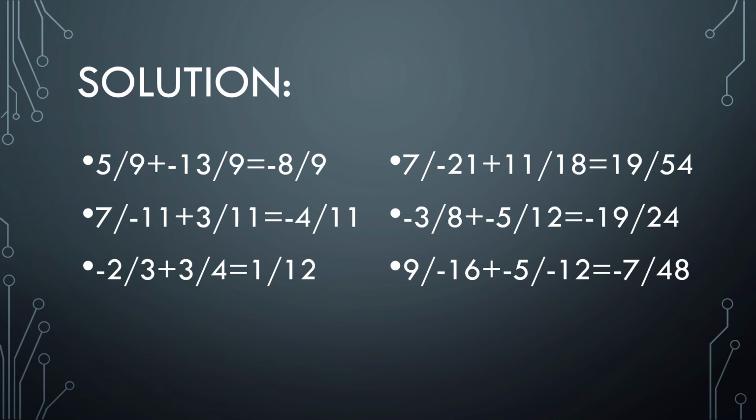And 7 by minus 12 plus 11 by 18 is equal to 19 by 54. Minus 3 by 8 plus minus 5 by 12 is equal to minus 19 by 24. 9 by minus 16 plus minus 5 by minus 12 is equal to minus 7 by 48. Yes, this is how we have learned to add and convert to standard form.